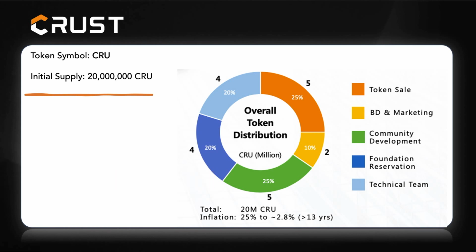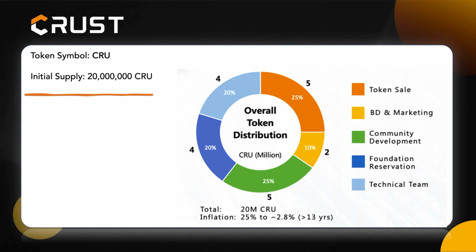Community development tokens are used for centralized and decentralized exchange liquidity, testnet rewards, storage activity rewards, and so on. BD and marketing tokens are used for marketing purposes such as airdrops and other marketing activities.